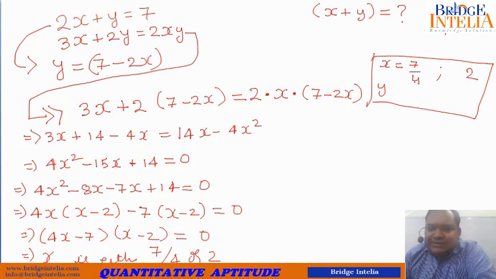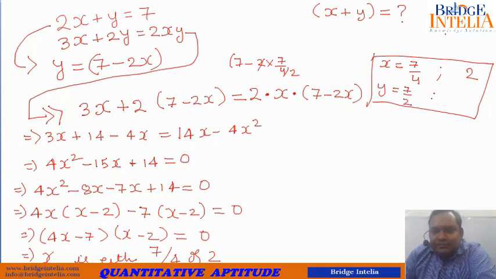So if x is equal to 7 by 4, then y would be equal to what? So y would be equal to 7 minus 2 times of x. So 2 times of 7 by 4. So 7 minus 7 by 2. So y would then be equal to 7 by 2. If x is equal to 2, then y would be equal to what? So y would be equal to 7 minus 2x. So then y would be equal to 3.